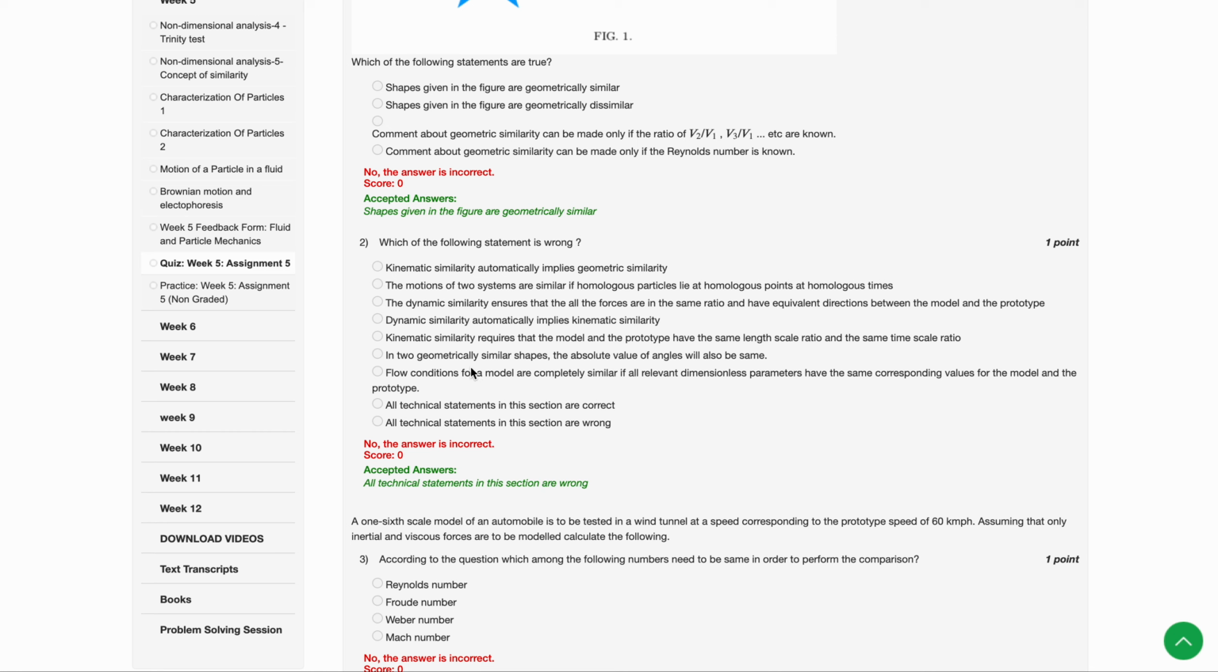So that means this is also a right statement. All technical statements in this section are correct, that is also true. So all the technical statements made in these sections are also right. All technical statements in these sections are wrong. So the wrong statement of all of these statements is the last statement.